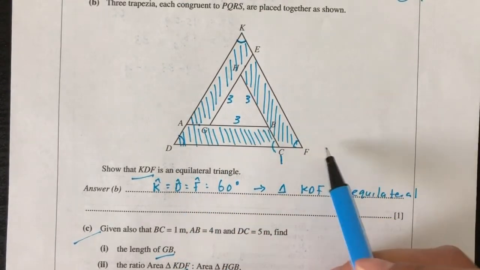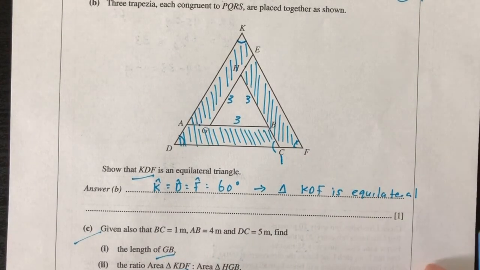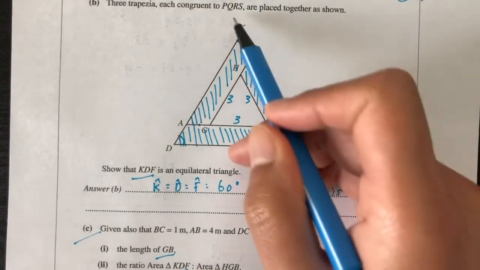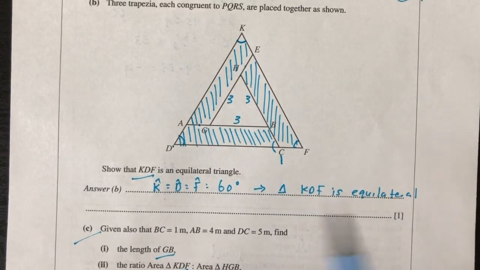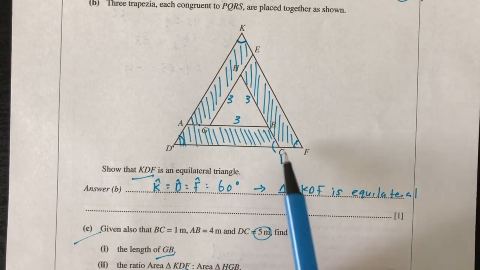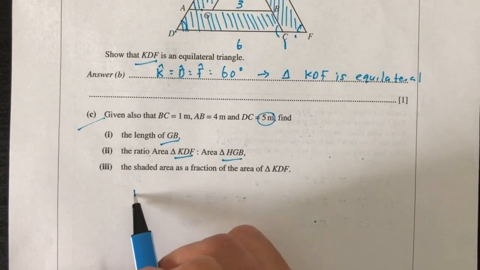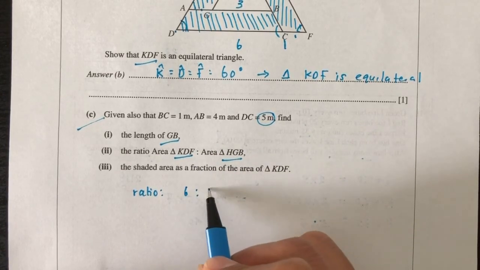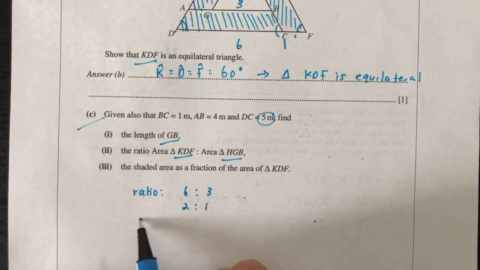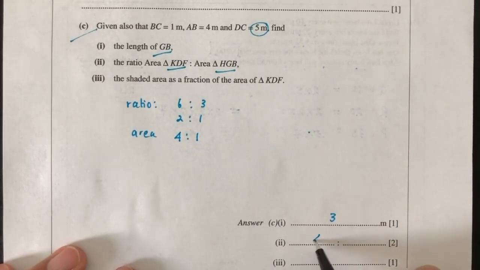So KDF and HGB. These two triangles are actually similar because, as you can see, both are equilateral triangles. This one is inside the other one. So what is the length of DF? We know DC equals 5. This is 1, so DF will be 6. So the ratio in length will be KDF is 6 and this is 3, which is 2 to 1. Now for the area, we have to square them, so it becomes 4 to 1. So 4 to 1 will be the ratio of the area.